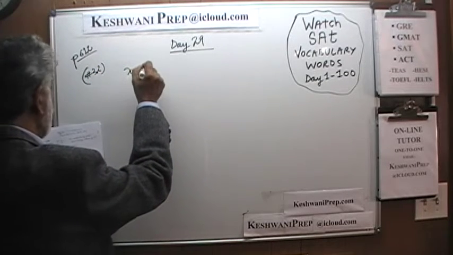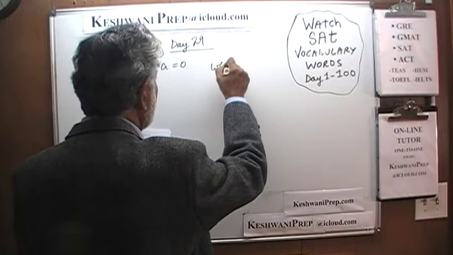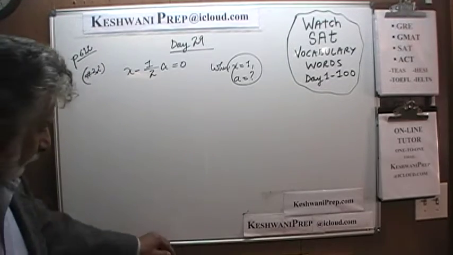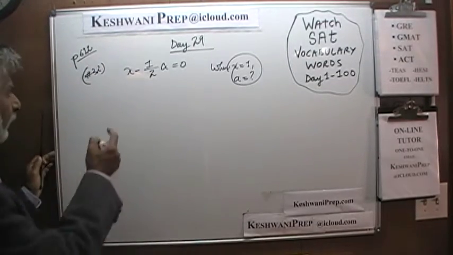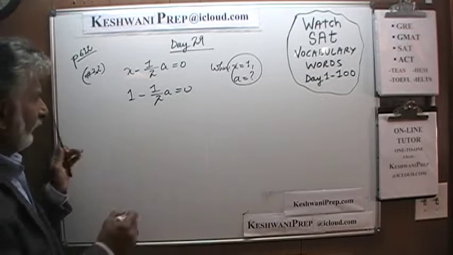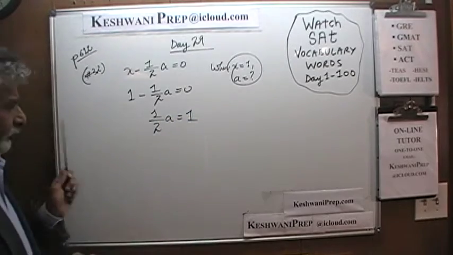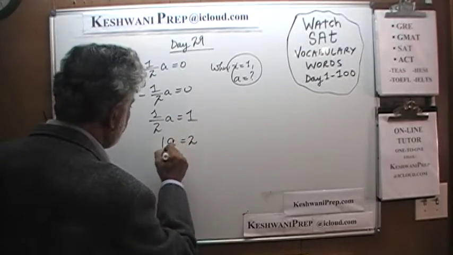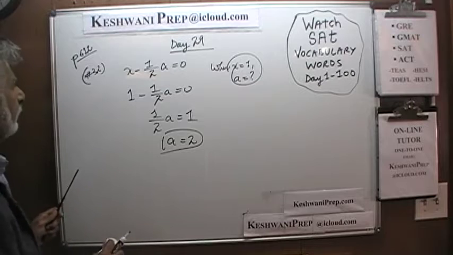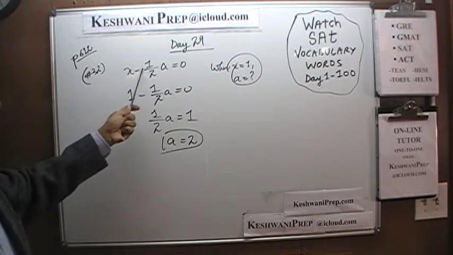Number 32, we're given an equation. And the question simply is, when x is equal to 1, what's the value of A? So let's just substitute 1 for x and see what happens. 1 minus half A equals 0. Bring half A to this side, or bring 1 to this side, whatever you like, is the same thing. So half A is equal to 1. Multiply both sides by 2 and we're done. A is equal to 2. Which makes perfect sense, because when x is equal to 1, if A is equal to 2, this 2 and this 2 will cancel out, 1 minus 1 equals 0.